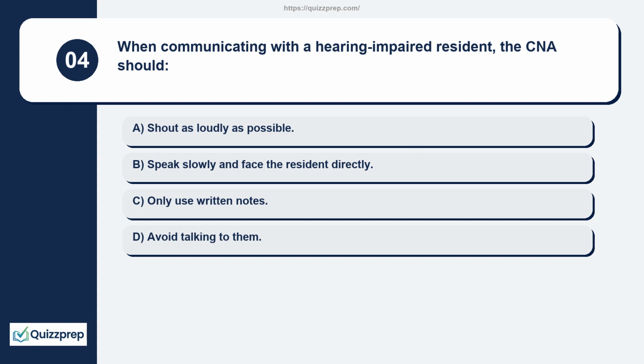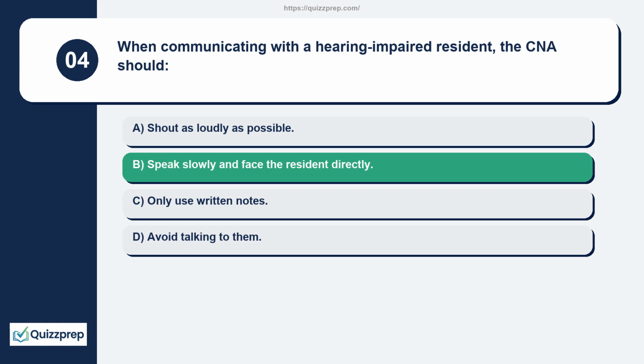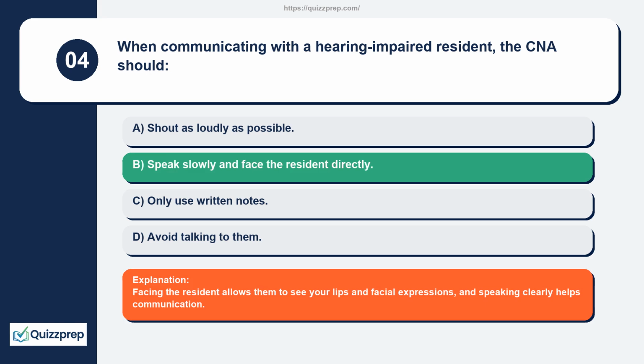Question 4. When communicating with a hearing-impaired resident, the CNA should shout as loudly as possible, speak slowly and face the resident directly, only use written notes, avoid talking to them. Facing the resident allows them to see your lips and facial expressions, and speaking clearly helps communication.